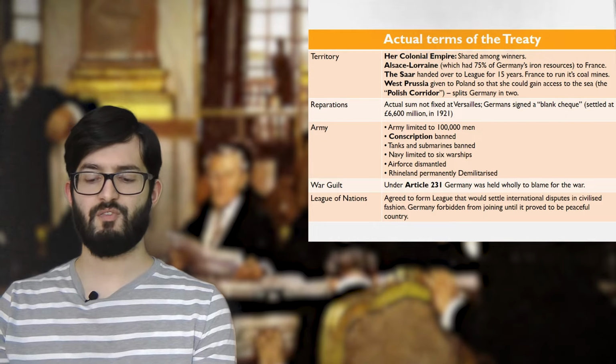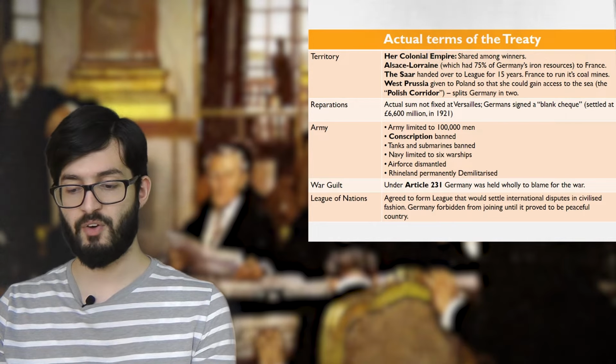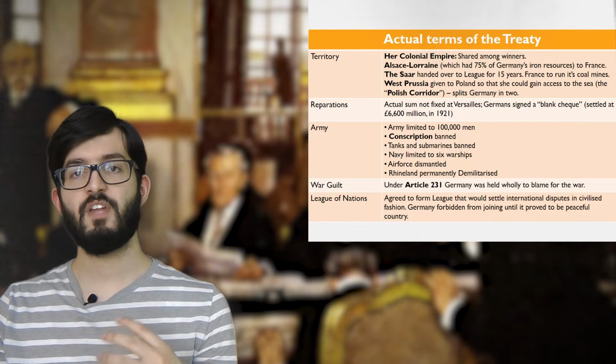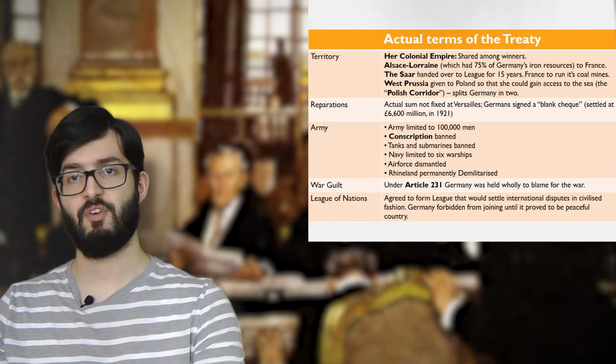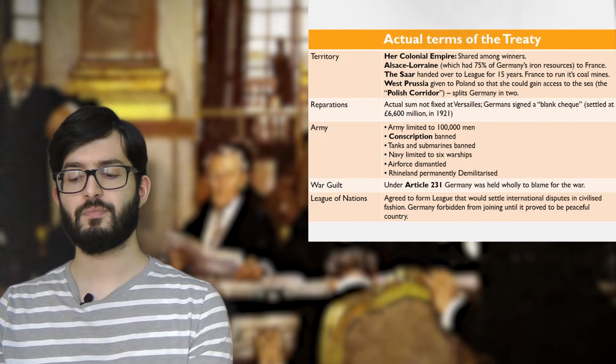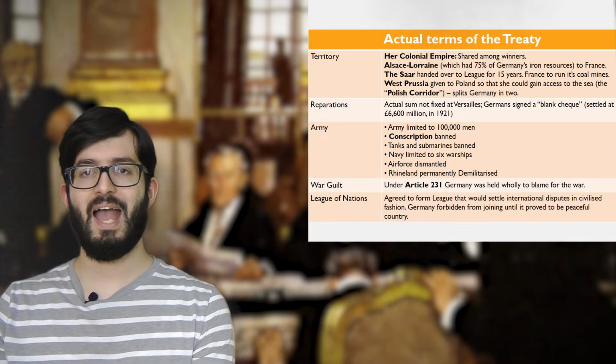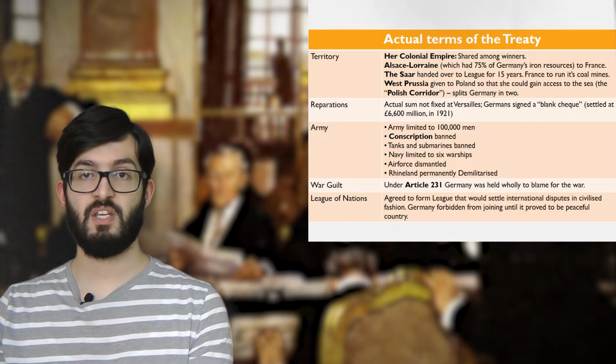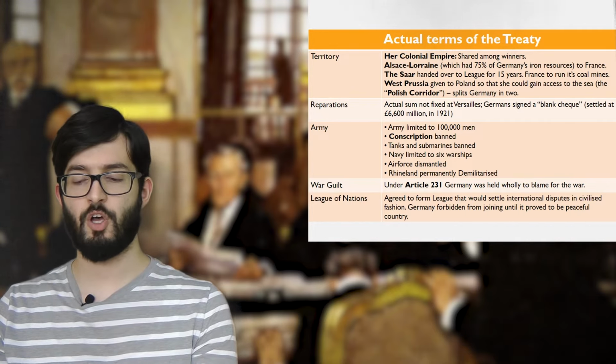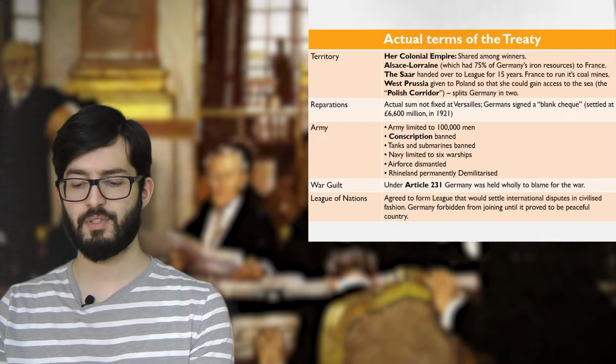The Saar, which is another region of Germany that's a key industrial area, was handed over to the League of Nations for 15 years, so not given to France, as they were demanding. France, however, is allowed to run the coal mines for 15 years, in other words, extract the benefits of that region for themselves.